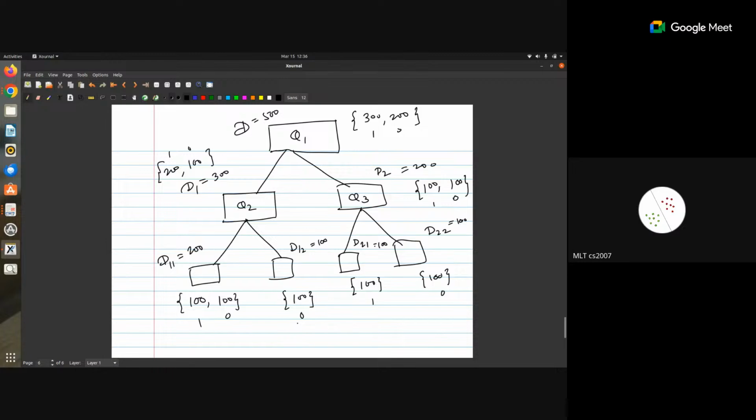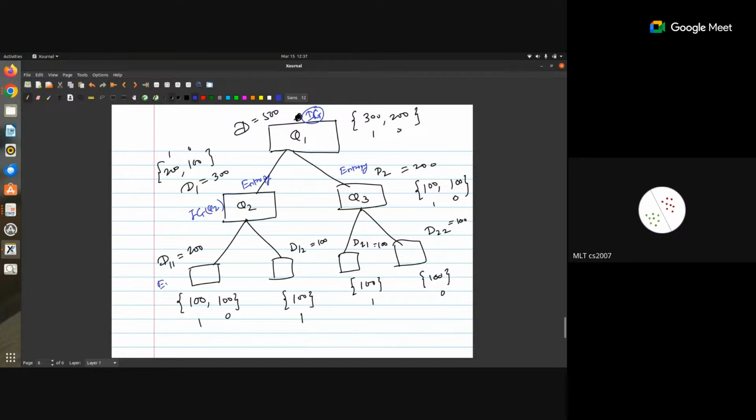Sorry, I think it's wrong. Now, how will you calculate the information gain at this parent node? If that is the question, what do you need to find out? You'll find out the entropy at this point, right? You'll find out the entropy at this point, and then you calculate the information gain for this node. But what is the information gain at Q2?